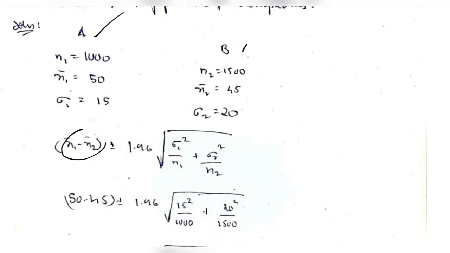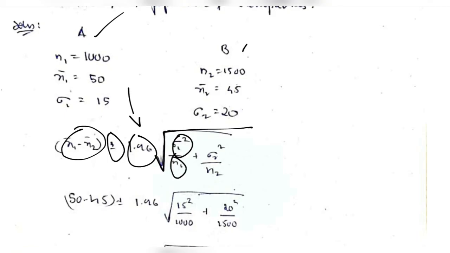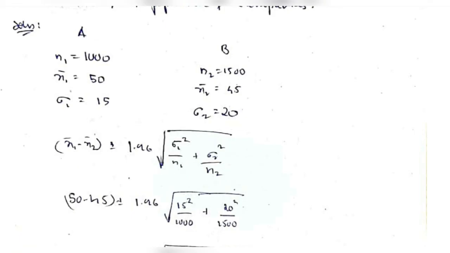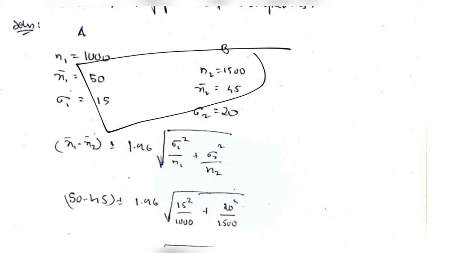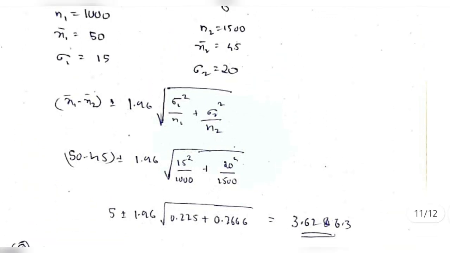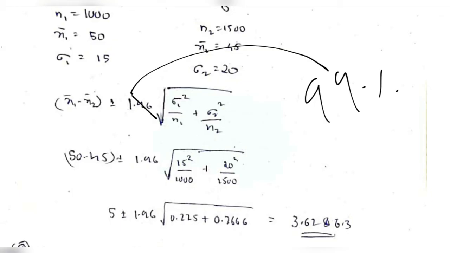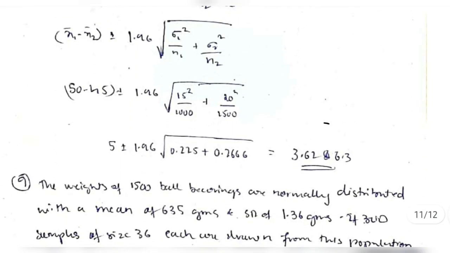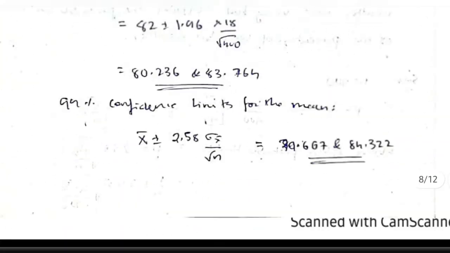We will apply the formula x1 bar minus x2 bar plus or minus 1.96, because 95%, times the square root of sigma 1 square by n1 plus sigma 2 square by n2. Apply the values which we have here and find the final answer. These are the probable limits. If they ask for 99%, just remove this value and write 2.58. Do the same calculation and you will get the values for 99% as well. This was for the 8th question.